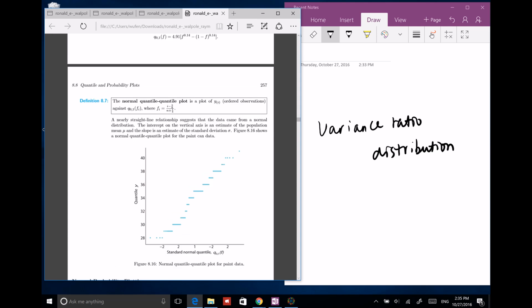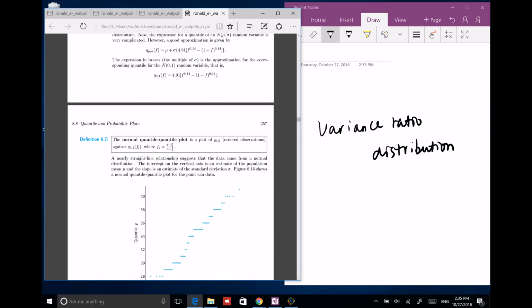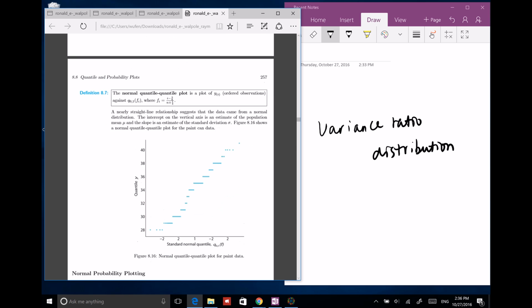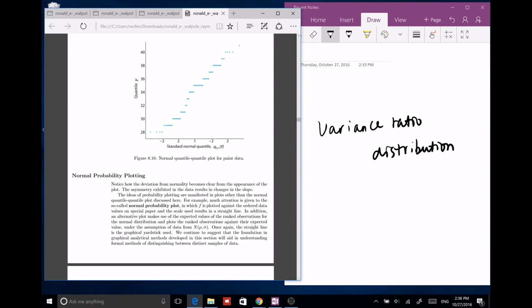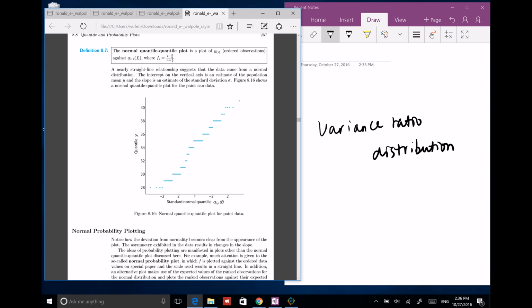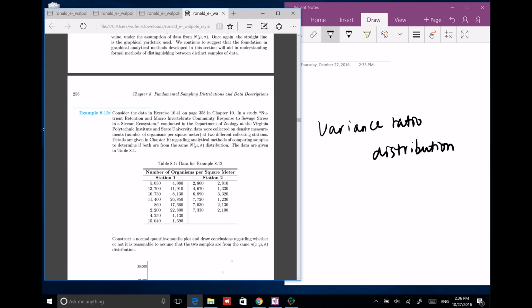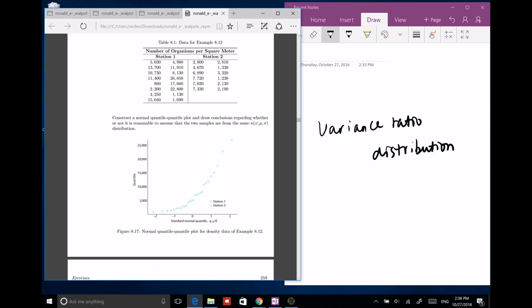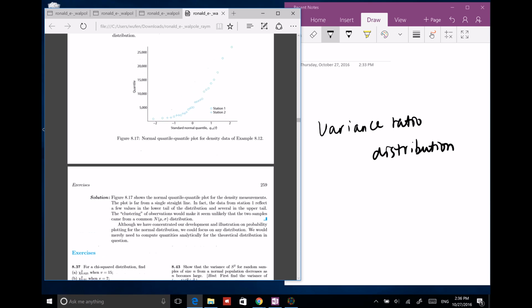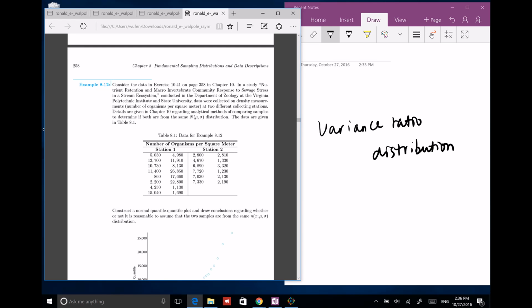Okay, so the normal QQ plot is a plot of y(i), the ordered observations, against q0(f_i), where f_i is (i − 3/8)/(n + 1/4). What we need to do is use StatCrunch, if I remember it right. StatCrunch probably provides the QQ plot. Okay. So basically, you look at the plot and see if it's a normal distribution.